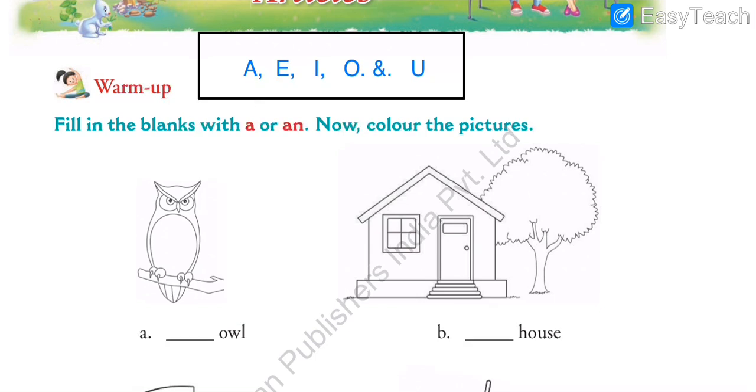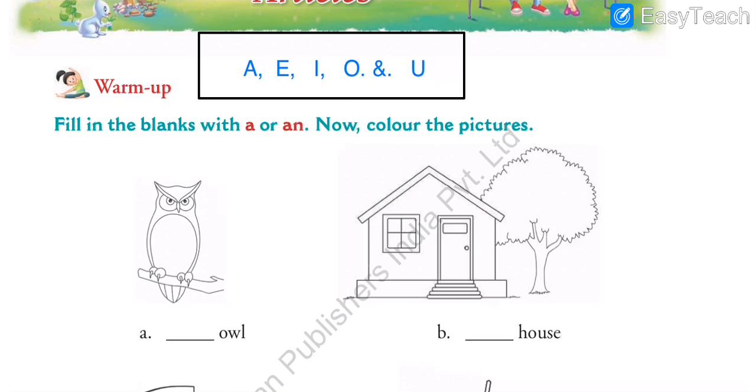A, E, I, O, U. A second time: A, E, I, O, U. And the last, the third time, you have to repeat after me: A, E, I, O, U.